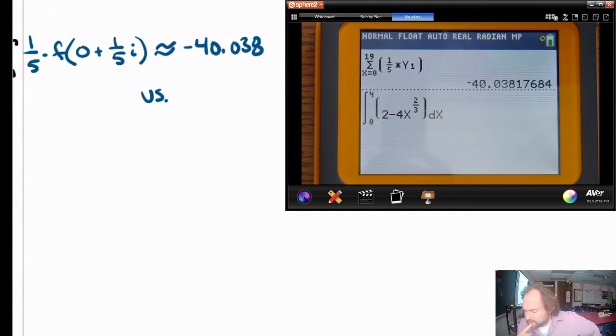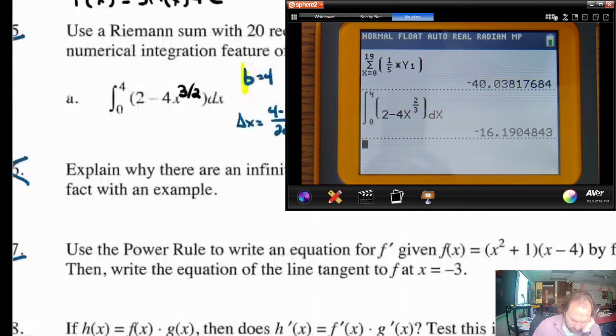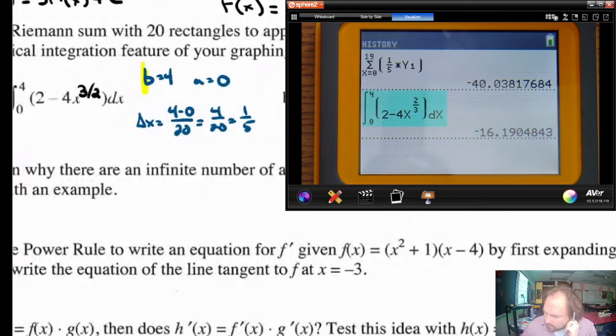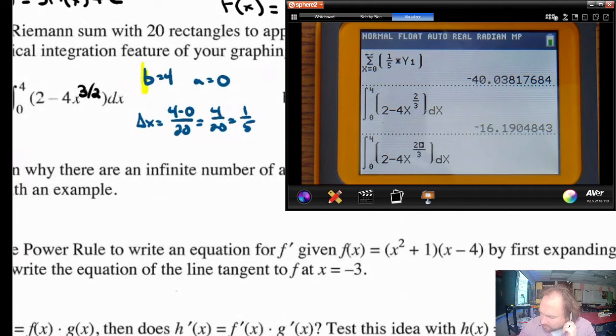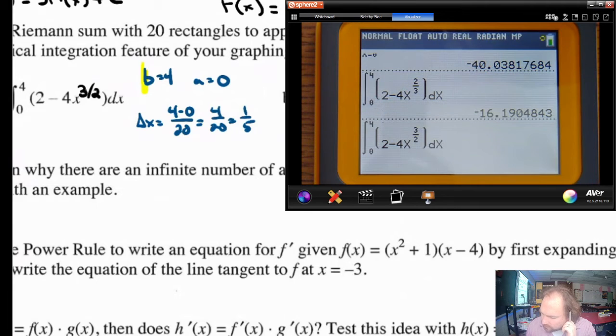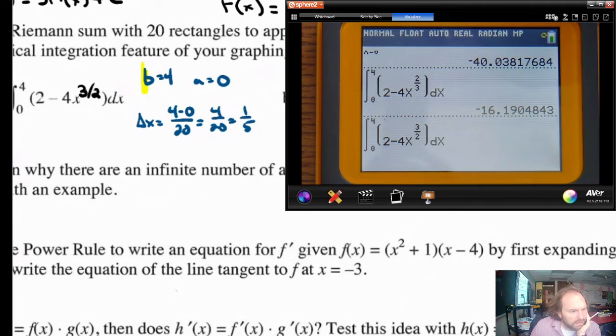It's going to think for a minute. Nope. Yikes. What am I doing wrong with these sigmas, man? That was the function, right? 2 minus 4 to the 2/3. Oh, 3 over 2. Okay, that might change things a little bit. That makes me feel a little more confident in my abilities. 3 over 2, like that. We'll see if this gives us something reasonably close to negative 40.